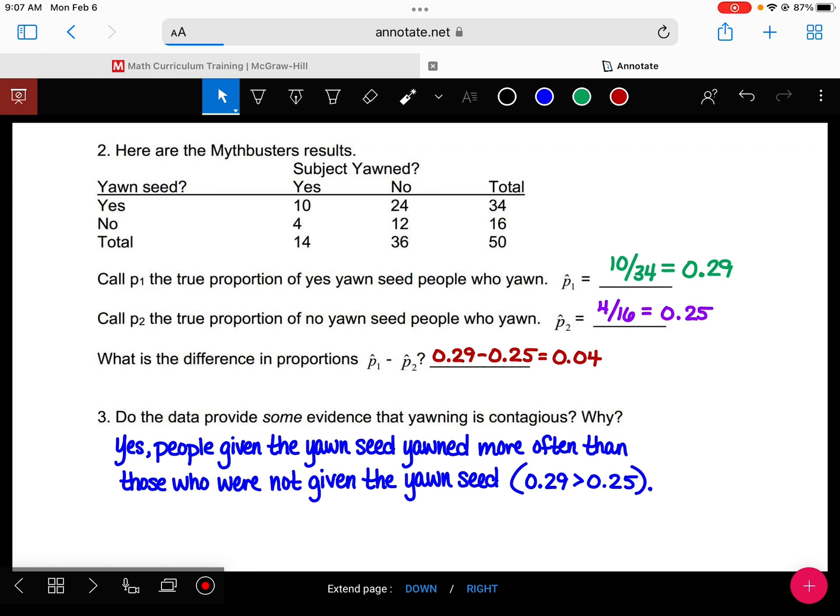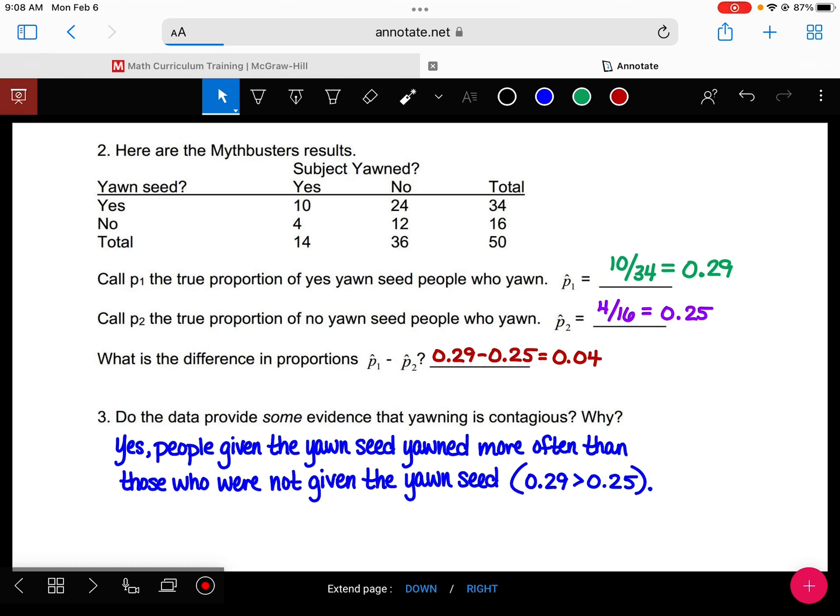So Adam and Jamie used that data to conclude that yawning was contagious. I agree that we have some evidence. Do you guys find it convincing or compelling? What's the difference between those two proportions again? 0.04. That's not a very big difference in proportions, right? What else could possibly account for this difference that we're seeing? It's possible that yawning is contagious. What's the other possibility with a difference that small?